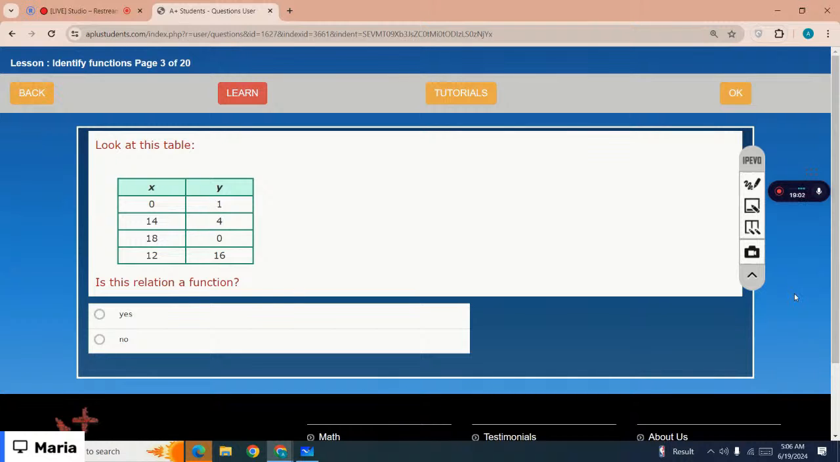Look at this table. Is this relation a function? The correct option is yes, it is.